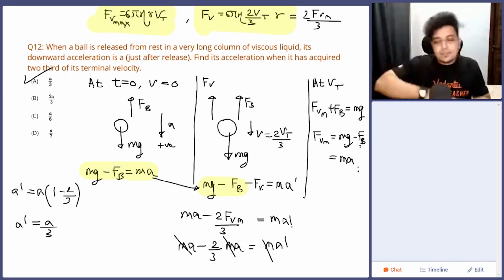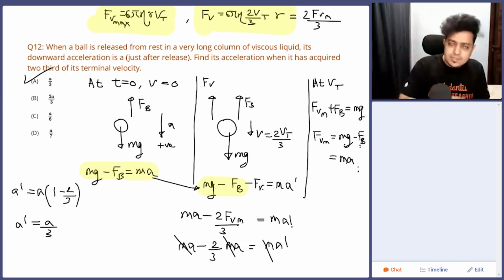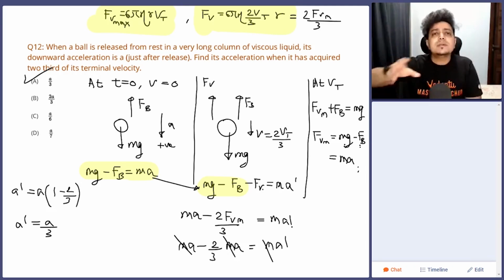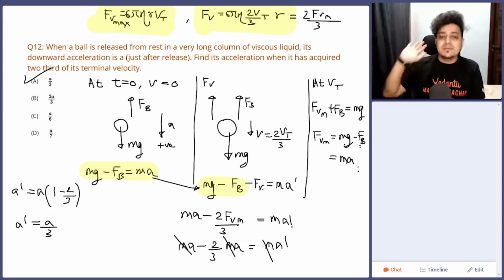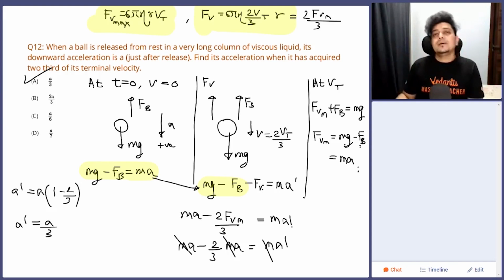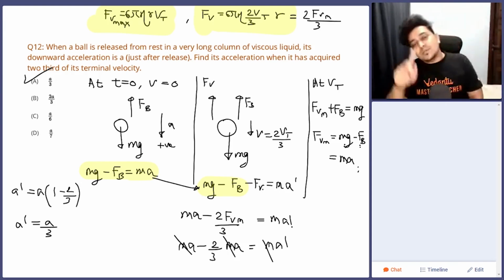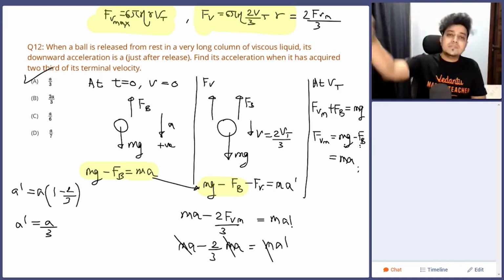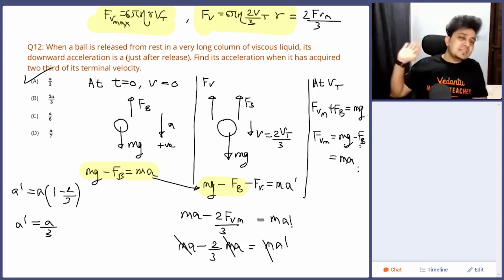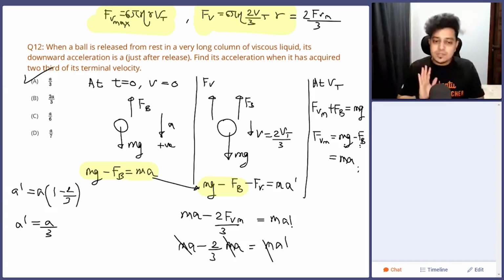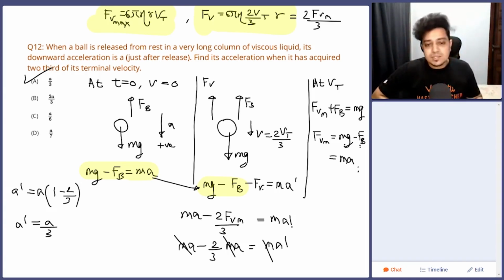Then after some time, velocity will increase, viscous force will also increase, and there will be an instance where the velocity will be 2/3 of the terminal velocity. So if the velocity is 2/3 of the terminal velocity, then the viscous force at that point will also be 2/3 of the viscous force that will be there in the terminal scenario. In the terminal scenario, the viscous force will be maximum. Currently, it will be 2/3 because the velocity is 2/3. So we will draw the FBD in this intermediate state where the acceleration needs to be calculated.